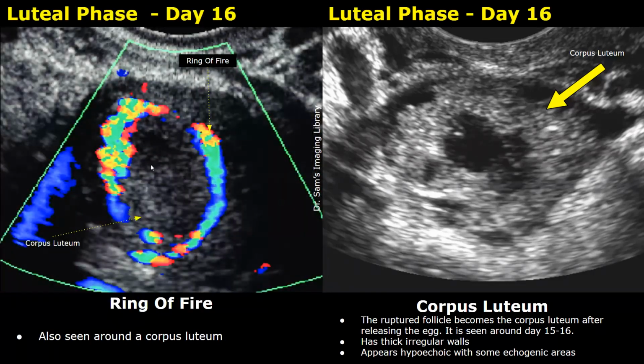On color Doppler ultrasound, the corpus luteum also has a ring of fire peripheral vascularity. The corpus luteum, which appears as a structure with irregular thick echogenic walls, will show increased vascularity at its periphery.